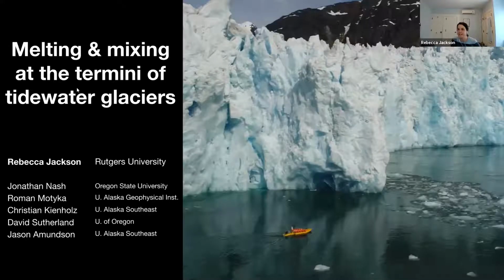I'm excited to talk today about mixing and melting at the terminus of glaciers like the one shown here. As Craig said, I'm a professor at Rutgers University, relatively new, and this work is in collaboration with this group here from Oregon State University, University of Alaska, and University of Oregon. It's been part of a big collaborative project with a whole bunch of different components, but I'm going to focus on my work looking at the ocean processes right in front of the glacier.